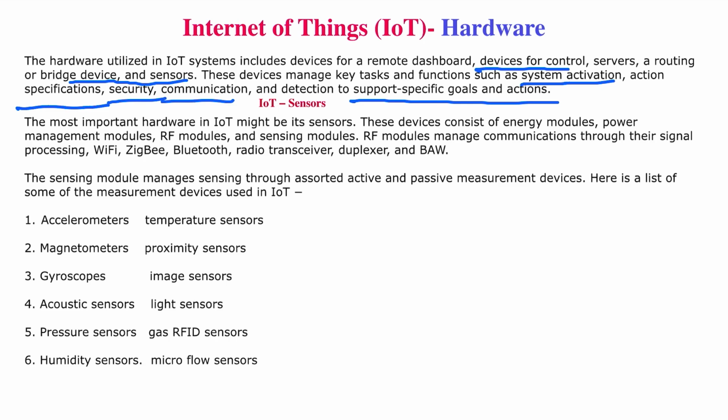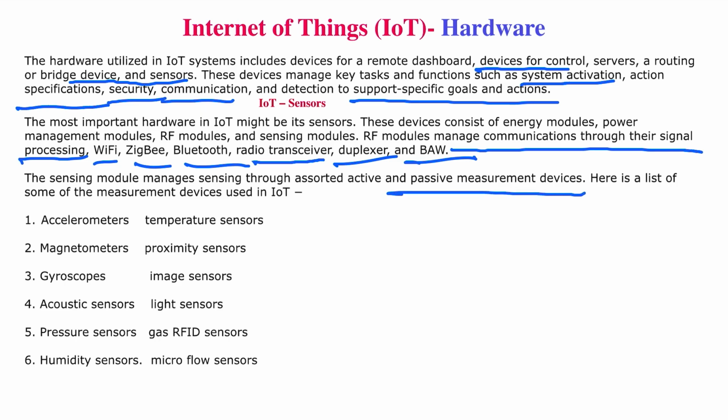These devices consist of energy modules, power management modules, RF modules, and sensing modules. RF modules manage communications through their signal processing, Wi-Fi, Zigbee, Bluetooth, and radio transceiver, duplexer, and BAW. Actually, these are some IoT sensor devices. The sensing modules manage sensing through assorted active and passive measurement devices. So there are some active and passive devices with sensors.